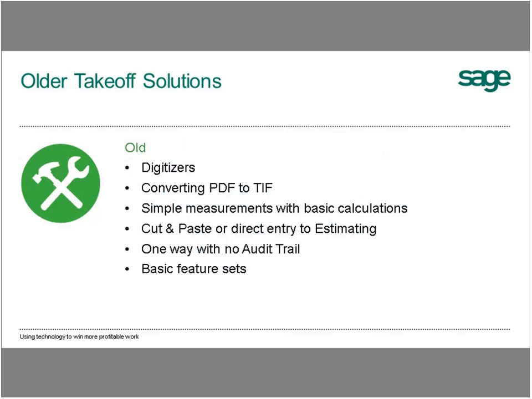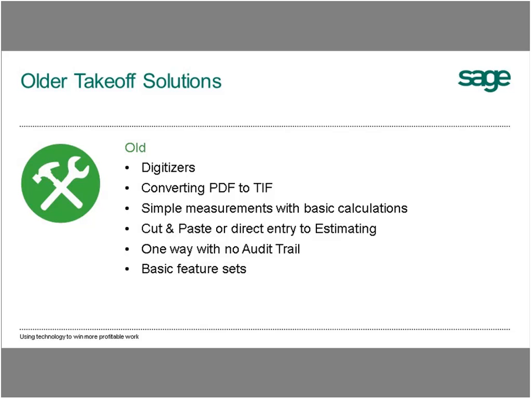Some of the older technology also just does simple measurements and some basic calculations. The way you integrate is either a direct entry, where it will go directly into a cell or into a group of cells, or cut and paste. It's only a one-way communication. It doesn't go both ways, and it doesn't have an audit trail. So it will transfer the information that you have, and the feature sets are usually fairly basic.